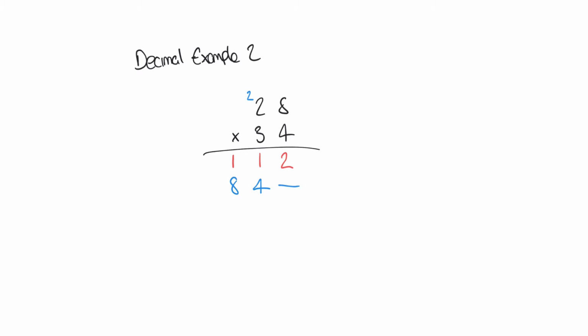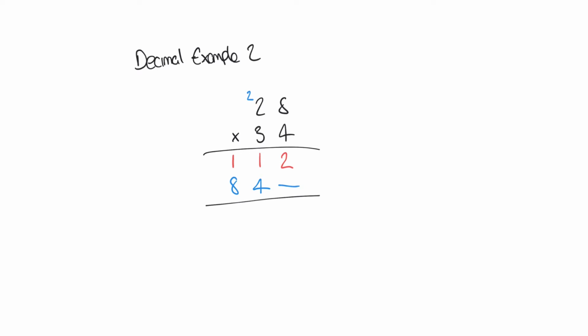Lastly, the final step is just to add these 2 together, because we've got one set of results from doing 4 times 8 and 4 times 2. And then we've got another set of results that we've just done there from 3 times 8 and 3 times 2. We just add them together.